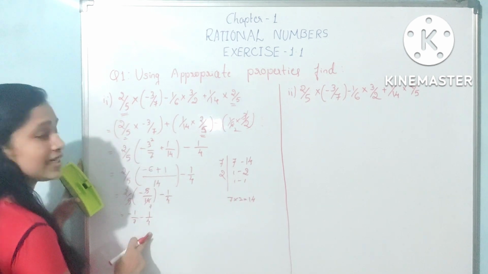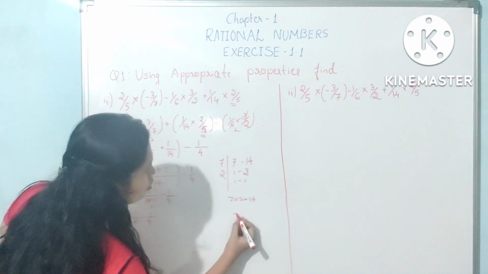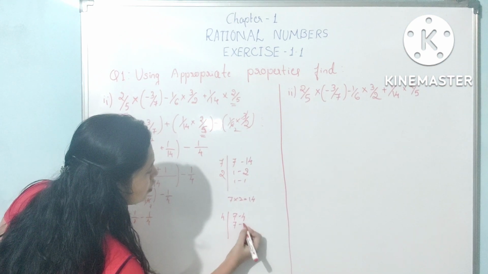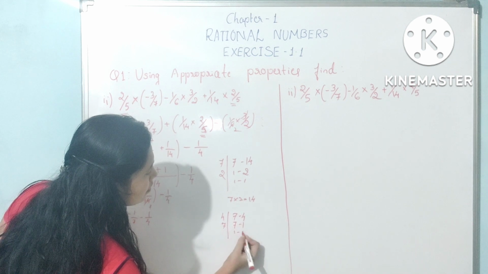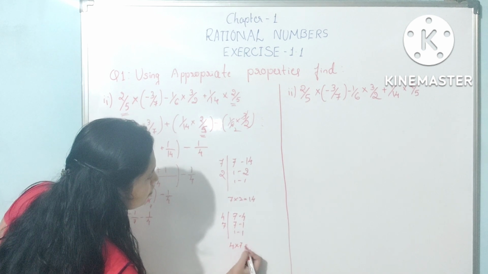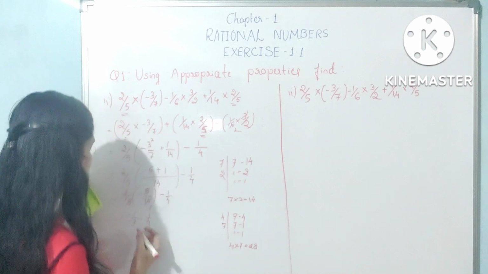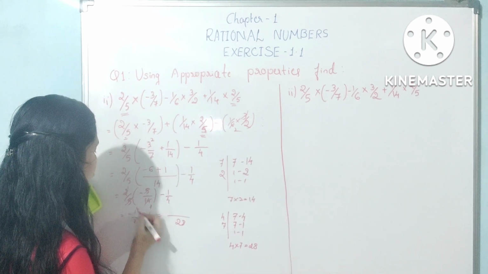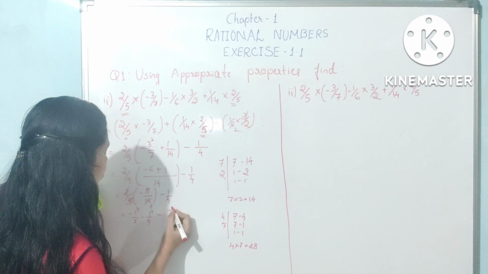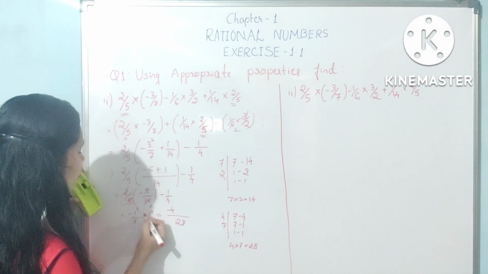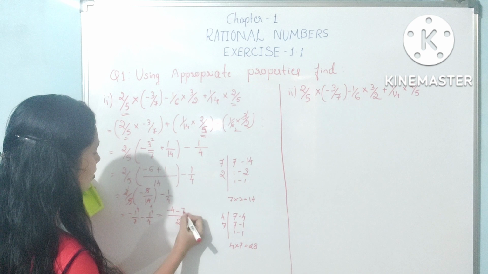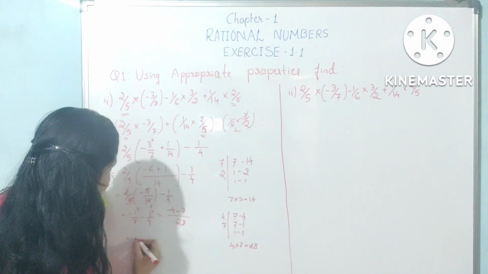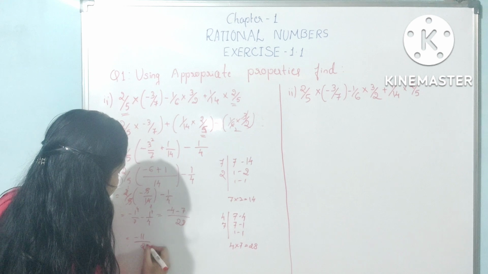Again we have to take the LCM of 7 and 4. What is the LCM of 7 and 4? 4 into 7, 28. 7 fours are 28, 4 sevens are 28. So 1 fours are 4, minus 1 sevens are 7. So minus 4 minus 7 becomes minus 11 by 28.